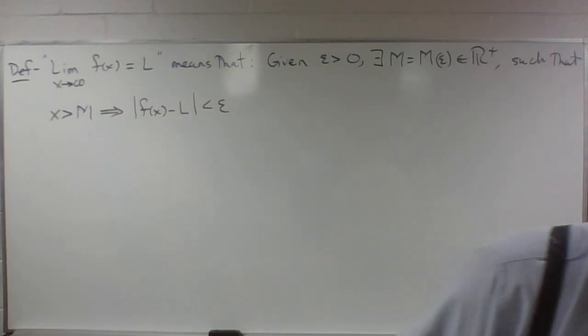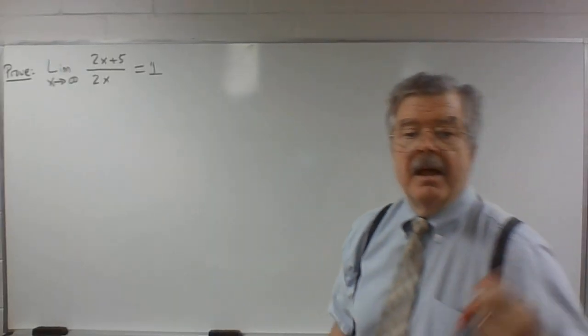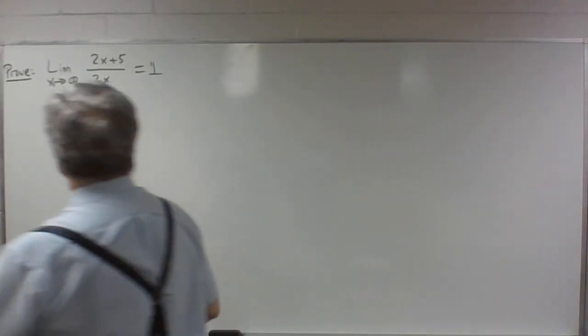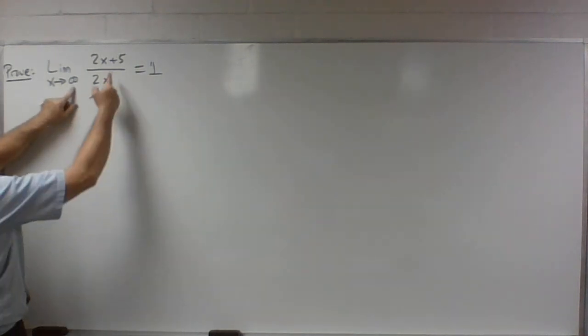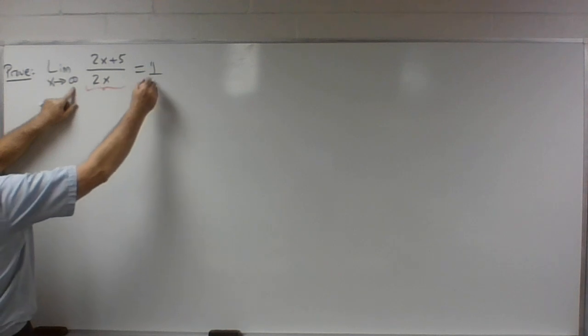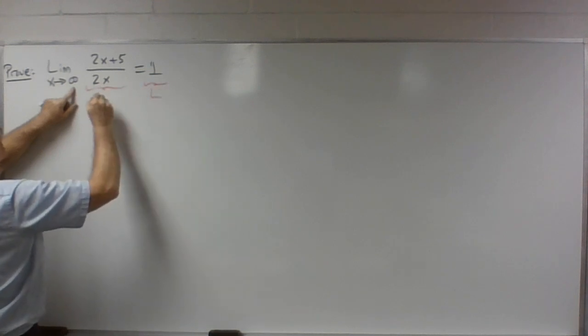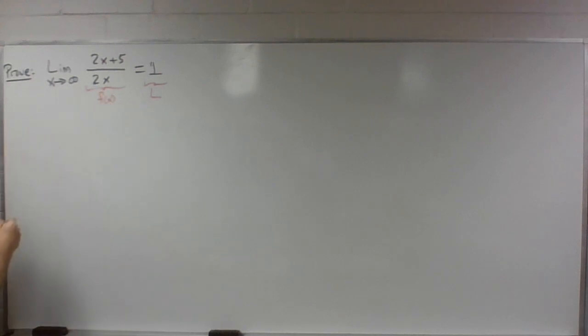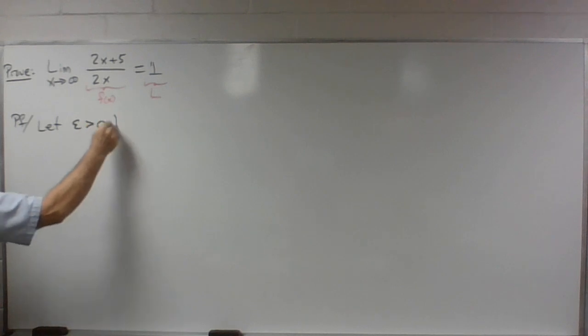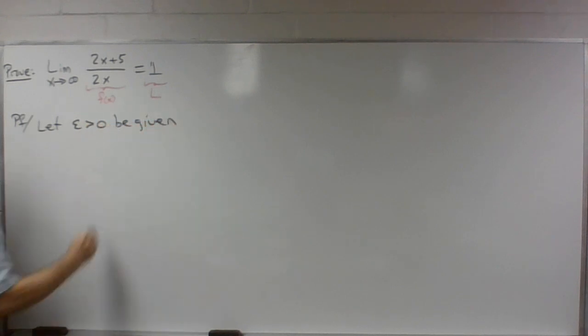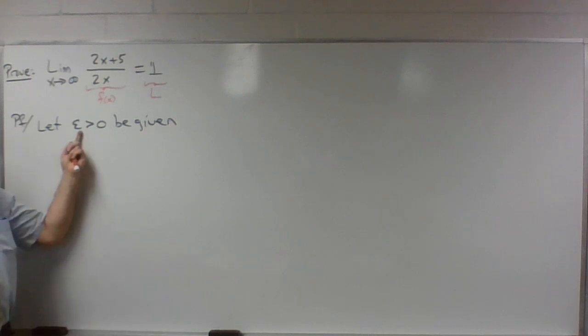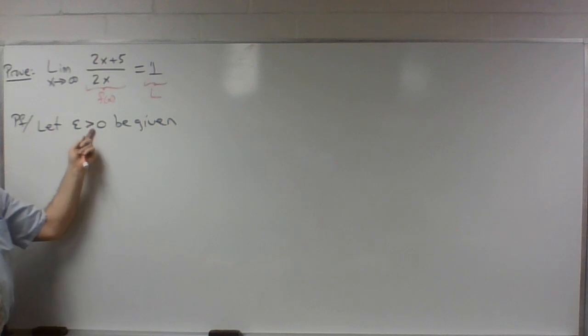So let's do an example. Here's a nice one. The limit as x approaches infinity of 2x plus 5 over 2x equals 1. So here's our limit. Here's our f of x. And here's our proof. We say let epsilon greater than 0 be given. So we toss out the challenge. Pick a positive real number epsilon. I don't care how small it is, we can make these two things within epsilon units of one another.